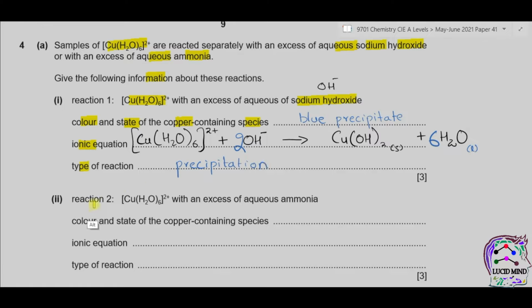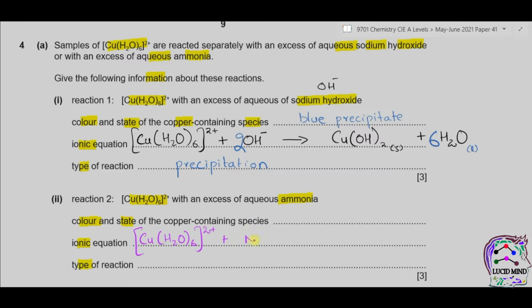Part 2, reaction 2, Cu(H2O)6 2+ with excess of aqueous ammonia. Again, color and state, ionic equation and type of reaction. For this reaction we can write the ionic equation. We have Cu(H2O)6 2+ plus ammonia.